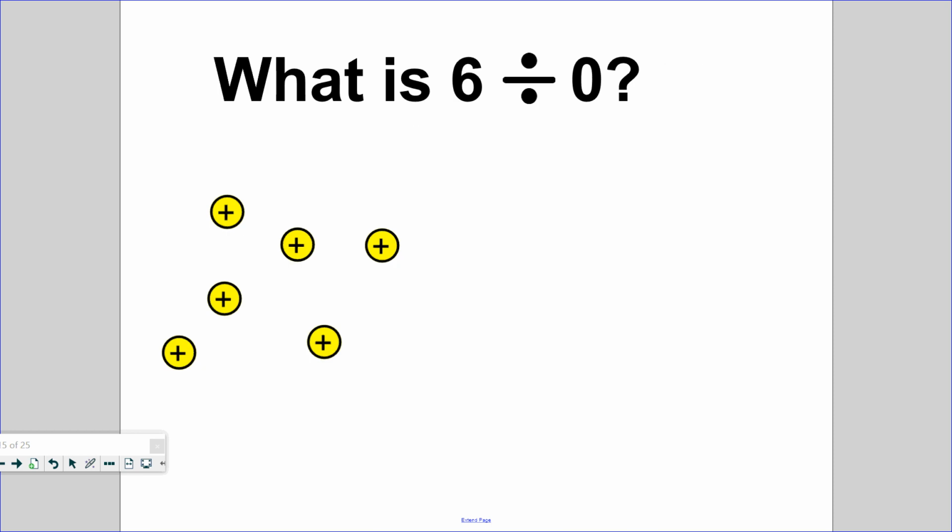So in our last part, we're talking more about division. If you have 6 tiles and I ask you to divide it into 0 groups, how would you do that? 6 tiles, 1, 2, 3, 4, 5, 6, divide it into 0 groups. Is that even possible? No.